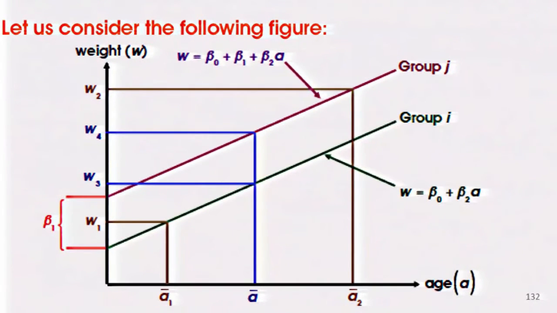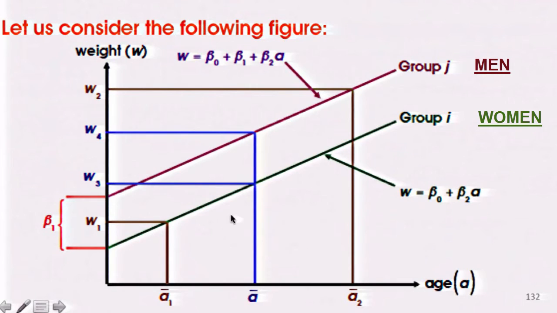So consider this figure, and imagine that group J are men and group I are women. If these lines are parallel, then I could tell you that men have higher blood pressure or higher weight, whatever we're studying, than women, irrespective of which age I study. The true difference between men and women is this difference here, W4 minus W3, because that same difference would hold at any age that I study.